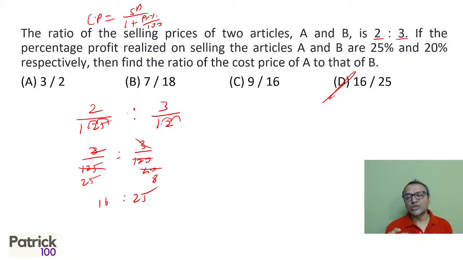Normally in ratios you can assume 2 and 3 as the numbers and solve. Whenever the answers are given in ratio or percentage, you can assume the numbers given as the values and solve, because it anyway gets cancelled. That's how you can go about it.